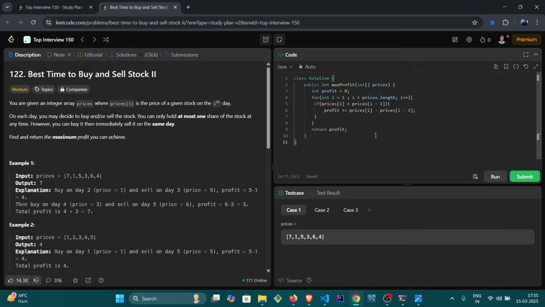And for the time complexity, the time complexity is linear, and we didn't use any kind of extra space, so the space complexity will be constant. Okay, so this is all about this question.